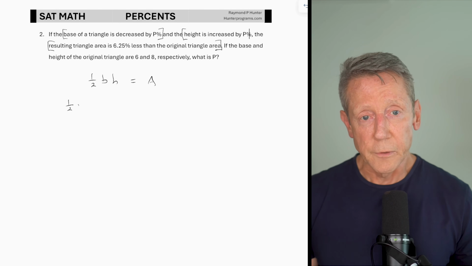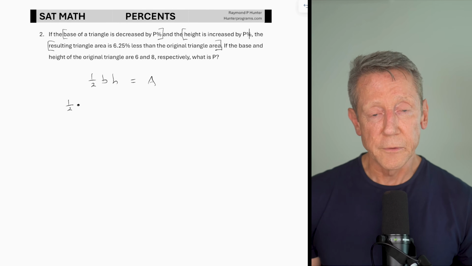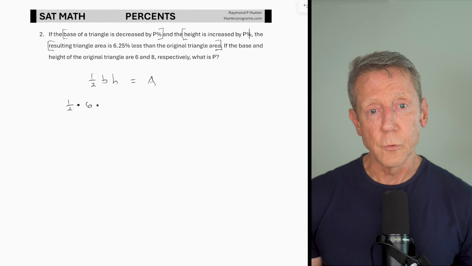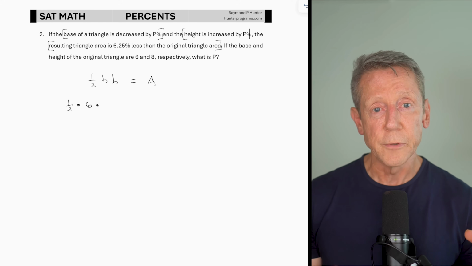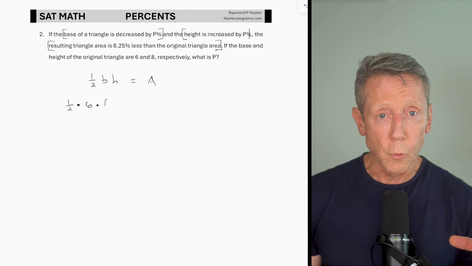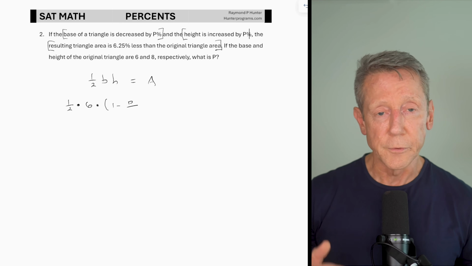And then we have the base. Well, what was the original base? Well, that was a 6. So I'm going to put 6. And then we're going to be changing that value in the first square bracket. It says we're going to decrease it by p%. So open paren, 1 minus p over 100, close paren.